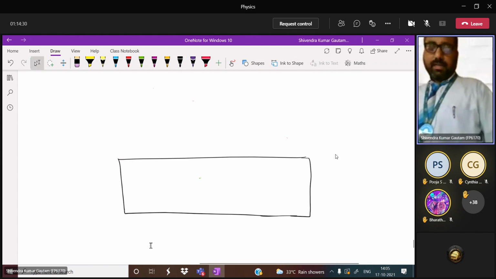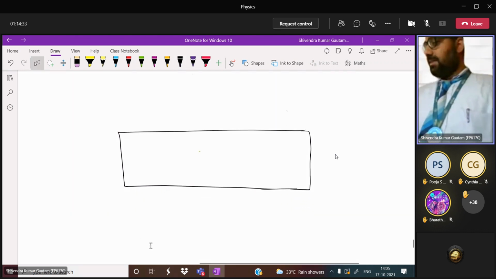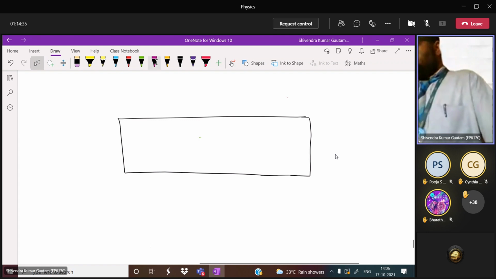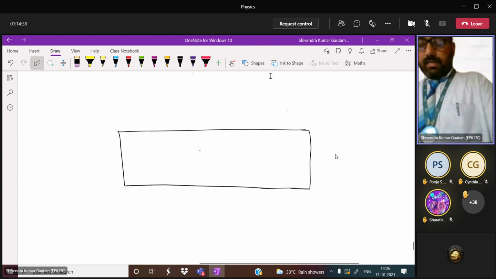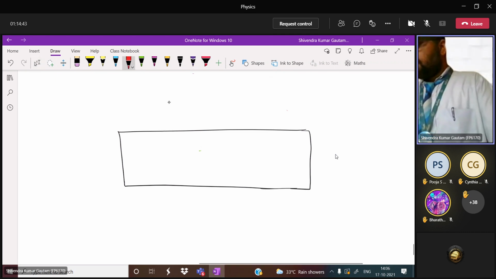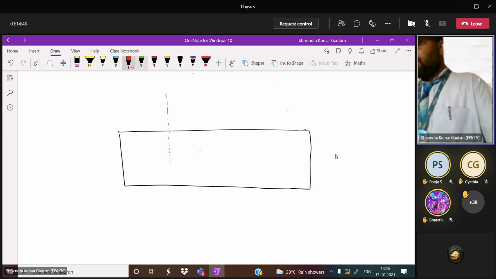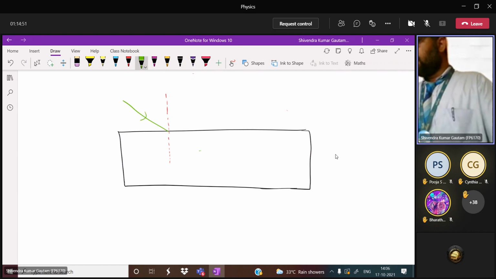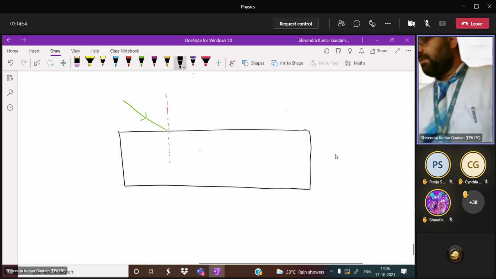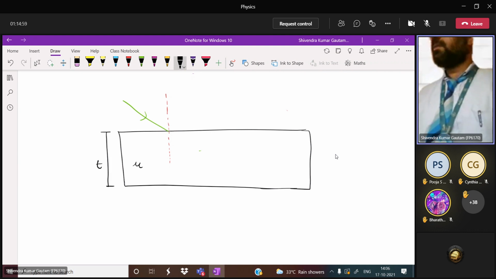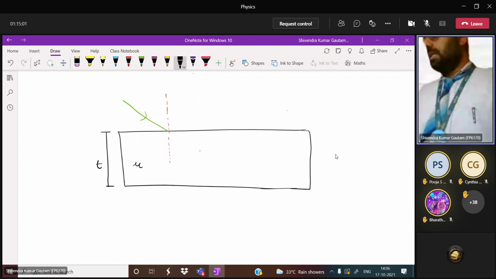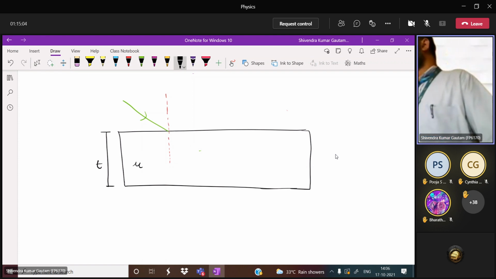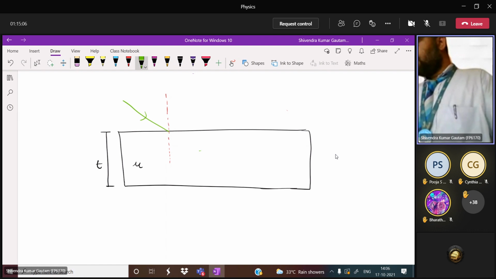This is the glass slab. Suppose a ray is incident at some angle, not normally. This is the normal. We assume this normal. The ray is incident here at some angle. The slab has refractive index mu, suppose, and its thickness is T. Now, the ray goes from rarer to denser. What will happen here? It bends towards the normal.